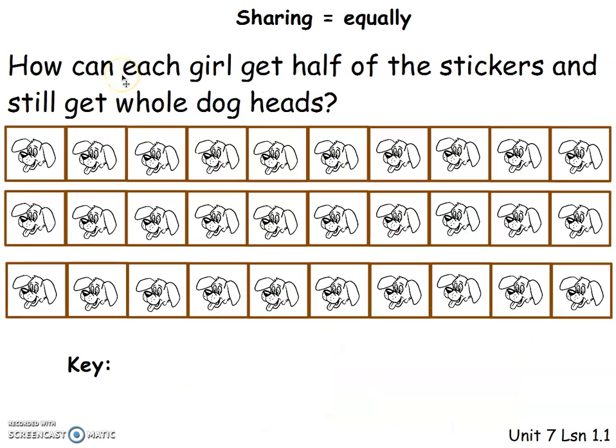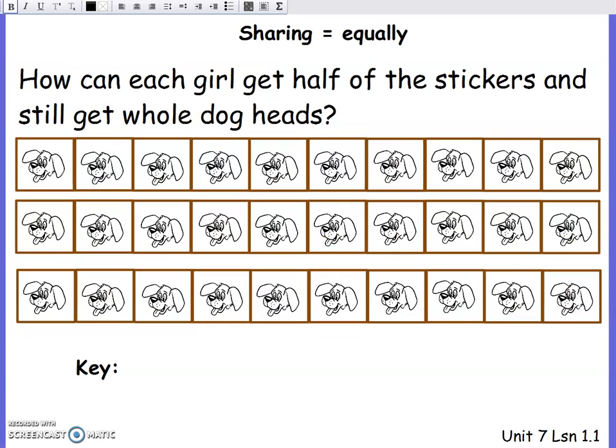So there's 2 girls. Can each girl get half of the stickers and still get whole dog heads? So that means you cannot split a sticker in half. No one wants half of a doggy face, right? So we're going to try to keep the stickers whole. So can you share and split these stickers in half? So we need to give some to Linda and we need to give some to Ebony.